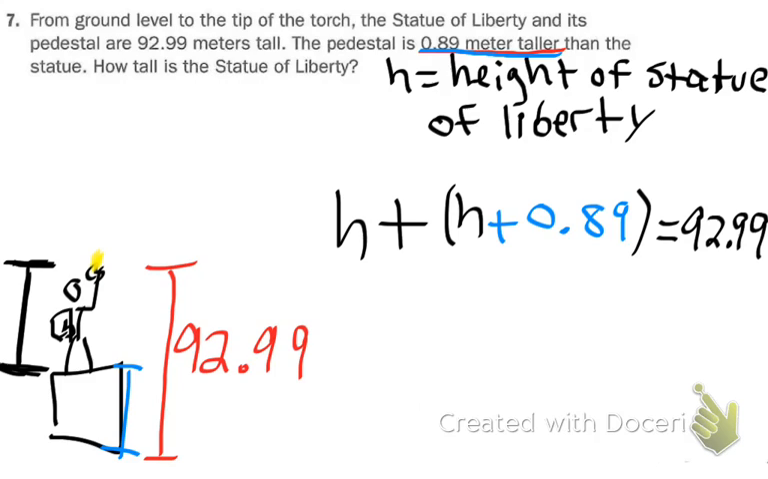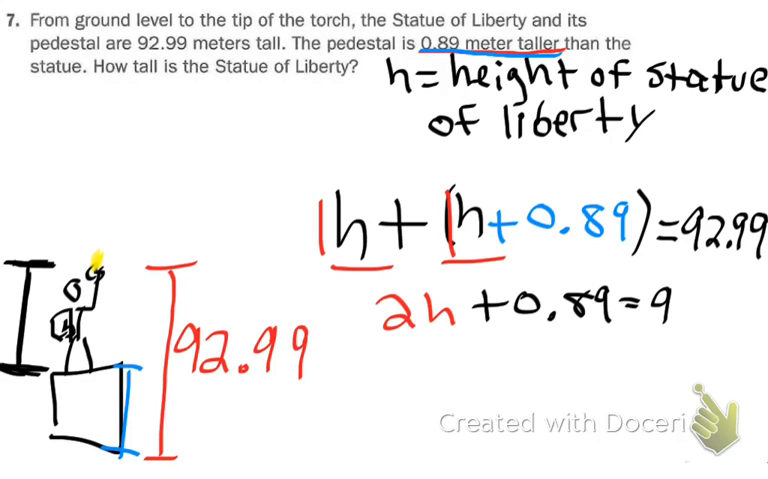So we're just going to combine like terms. So like terms, h plus h, well that's 1h plus 1h. Well, 1h plus 1h, that is 2h. So now I'm just going to drop down everything. So we have 2h plus 0.89 equals 92.99. So now your job is to subtract 0.89 from both sides and then divide by 2, and you'll be all done.